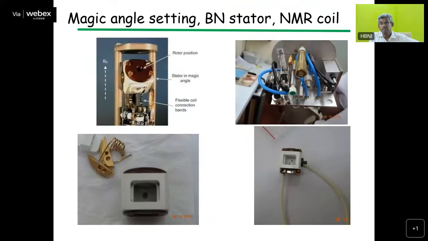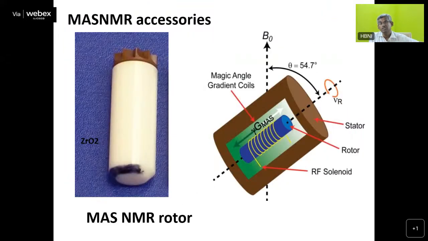First, before going to that, before doing magic angle spinning NMR, how will we do it? We have rotors like this. This is made of zirconium oxide, ZrO2. This zirconium oxide is very stable and very robust. It doesn't break immediately.